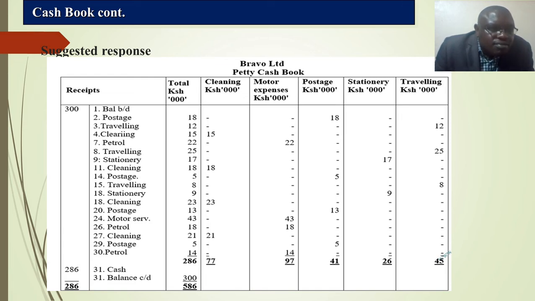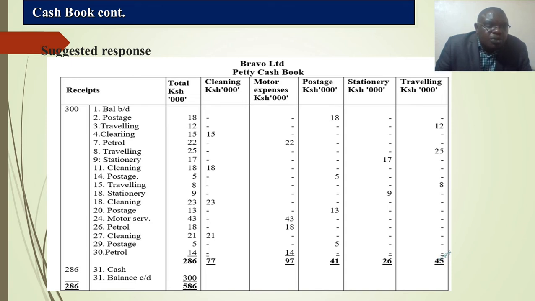Then we have date 24th, motor services, that best fits motor expenses. So you record 43,000 there, you come back and write 43,000 in the totals column. 26th of the same month, petrol, you go to the motor expenses, write 18,000, come to the total column, record 18,000. 27th, cleaning, you go to the cleaning column, which is the first column, record 21,000, bring the total back to the total column, 21,000.